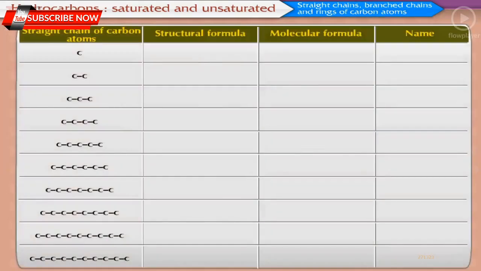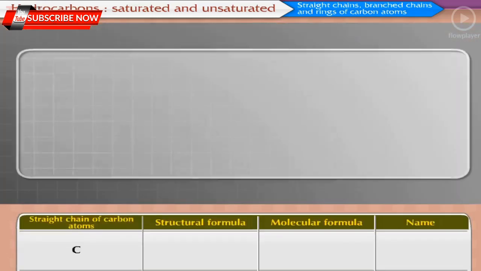Come, now in the table showing straight chains of carbon atoms, let us complete the structural formula of the straight chain hydrocarbons satisfying the tetravalency of the carbon atom by joining them to hydrogen atoms, and write down their molecular formula and the name of the hydrocarbon.